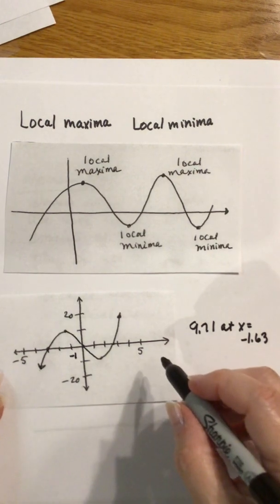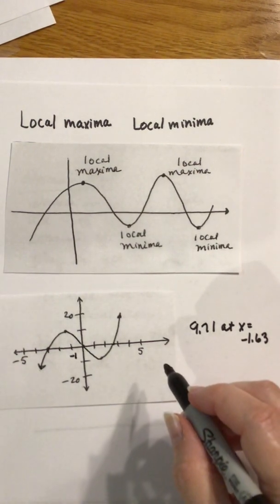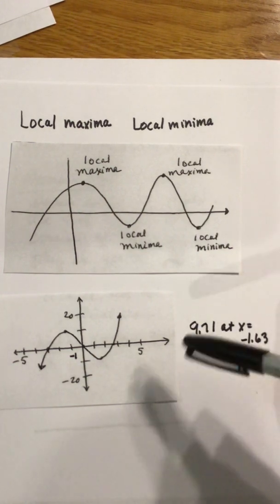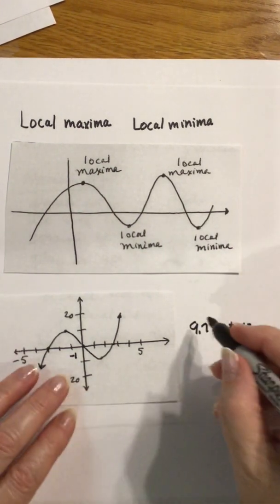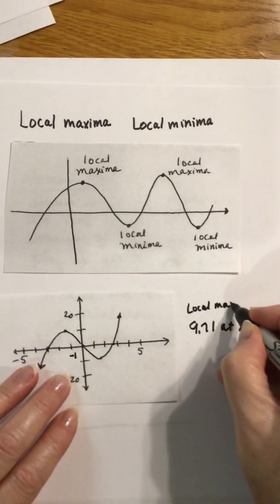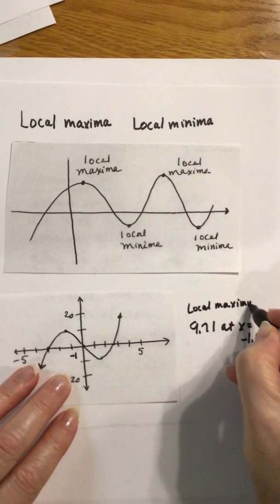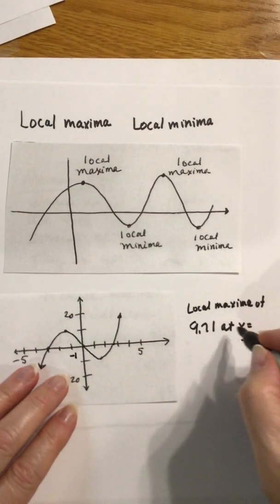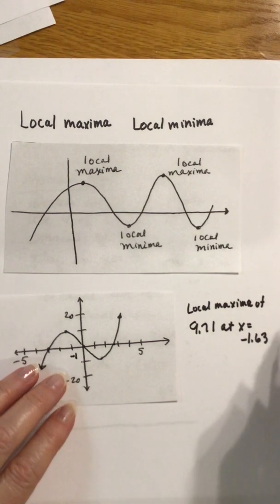Now, again, we'll find out how to find those on a calculator, but for right now, I just want you to get the idea of how to write it. So we're going to have a maxima of 9.71 at x equals negative 1.63.